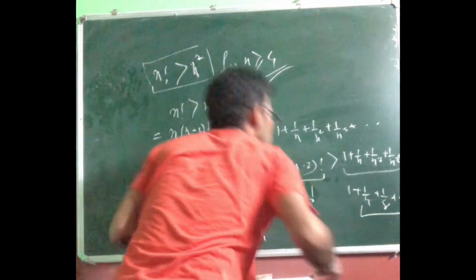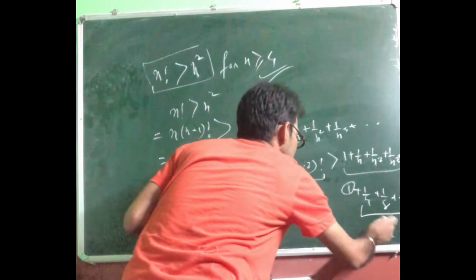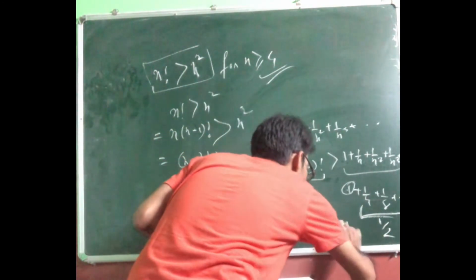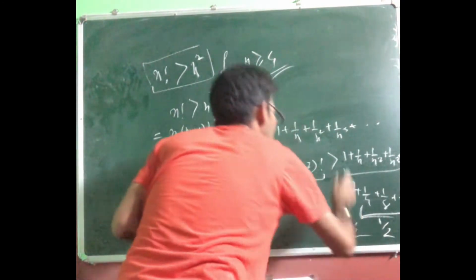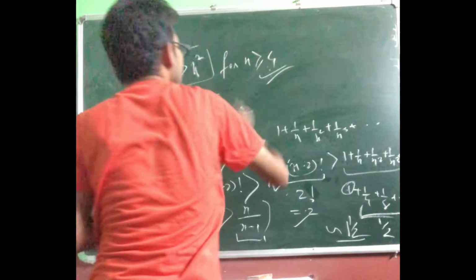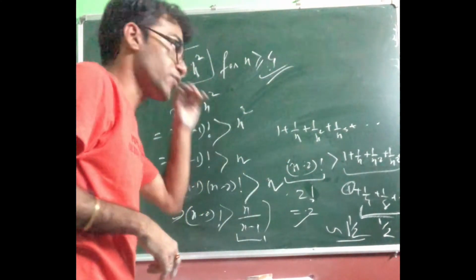And I know this value is equal to a half and this is 1. This value is approaching towards half and this is a 1. So this is roughly 1.5. Definitely 1.5 is lesser than 2, and that is why n greater than 4. That's how this question was framed.